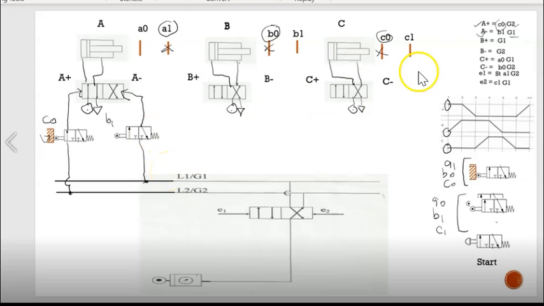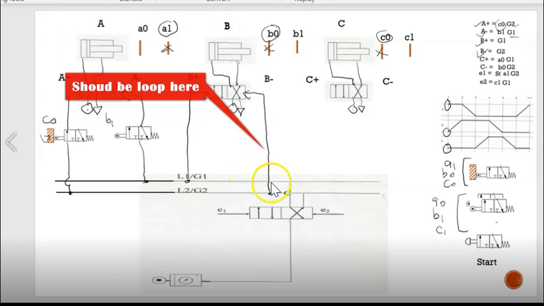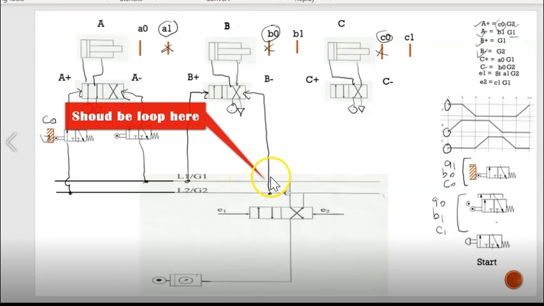Okay, so now we're going to B plus G1. Okay, direct. So from here to G1. And for B minus, we're going to redirect to G2. Oops, sorry, I forgot to do the loops here. There's supposed to be a loop here. Okay, remember that.